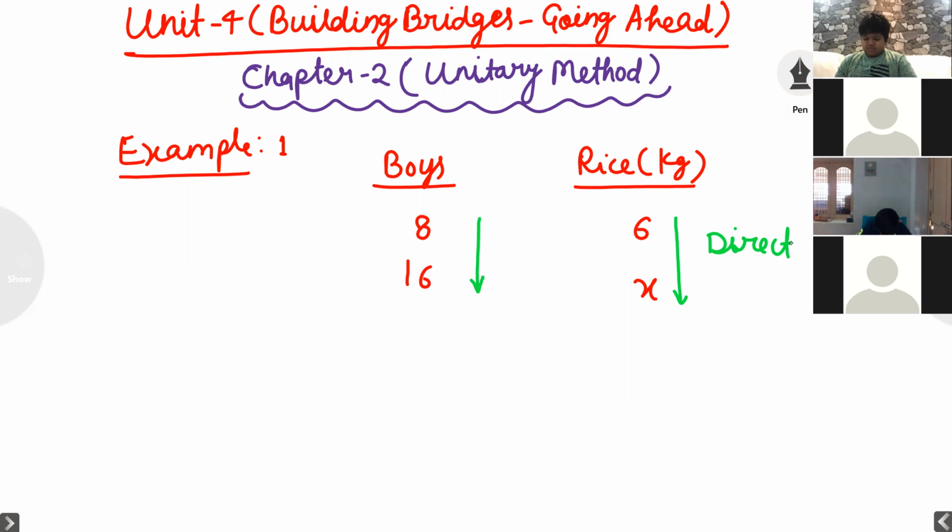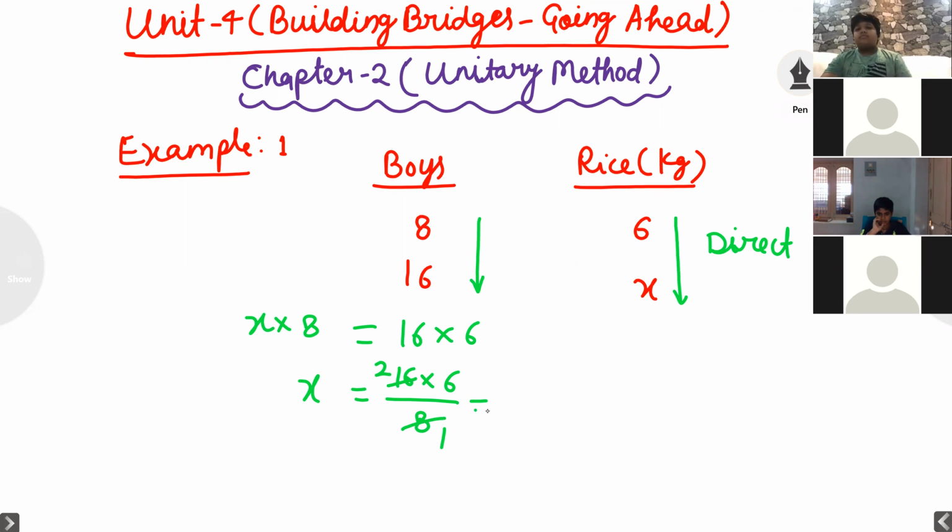Cross multiplication. X into 8 is equal to 16 into 6. X into 8, into means multiplication, so the quantity becomes division. X is equal to 16 into 6 divided by 8. 8 1 is 8. 8 2 is 16. 2 6 is 12. Hence, 16 boys consume 12 kg rice.